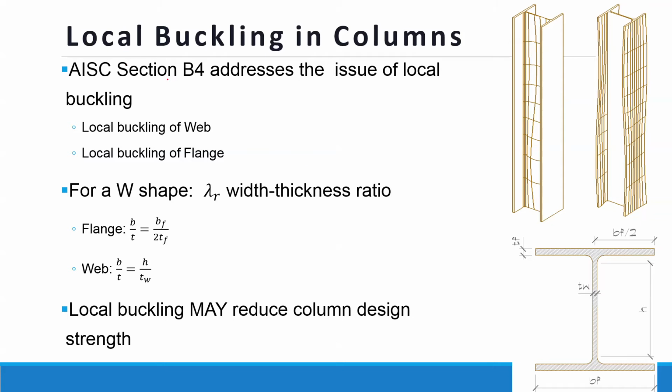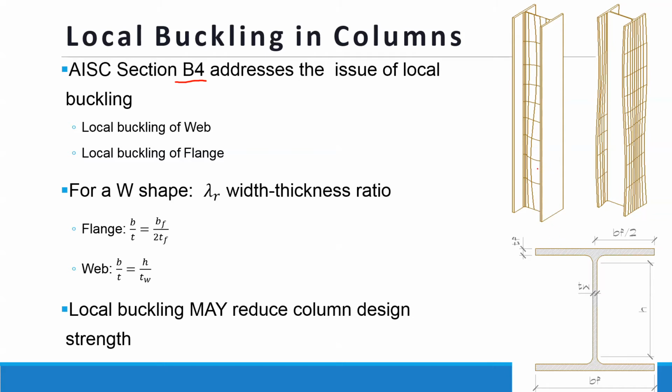Local buckling is included in section B4. B4 means section 4 of chapter B. This is very interesting: local buckling is described in chapter B. So find chapter B and section B4 to address the issue of local buckling. Local buckling means local failure in individual elements. Typically the wide flange shapes are very thin, very slender. We have a very thin web and very thin flanges. When members have very thin elements, they tend to buckle locally.